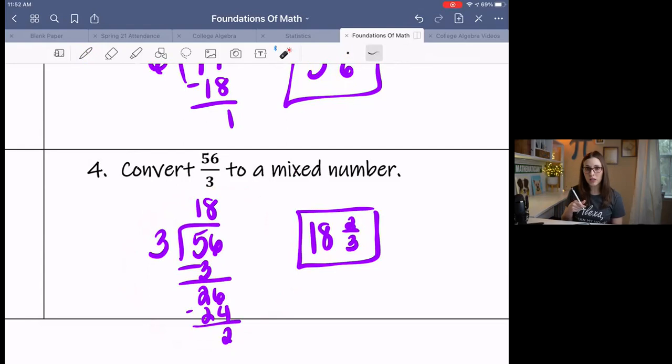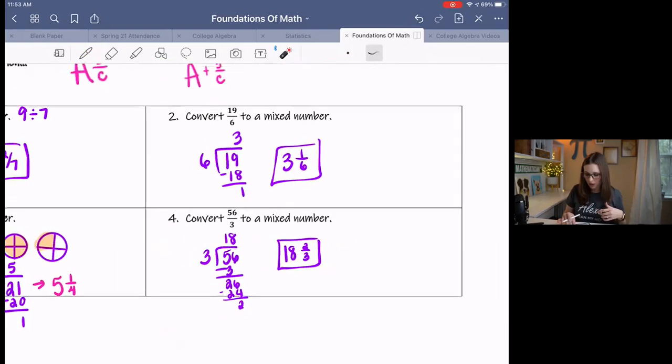But I will say that the more drawings you do by hand, the more you'll be able to envision it in your mind. So instead of having to draw it out every time, you can kind of see it in your mind and go, oh, that's going to be 18 circles with 2/3 left over. And that stems from this division that we're doing on this page.